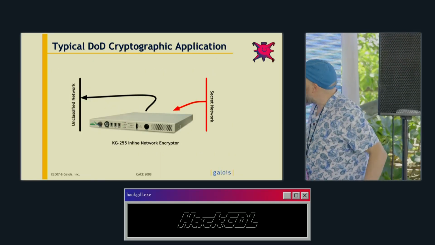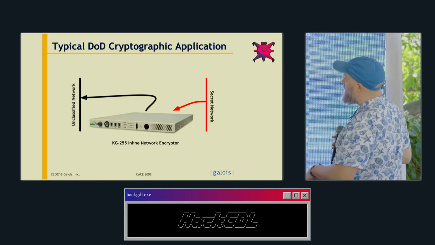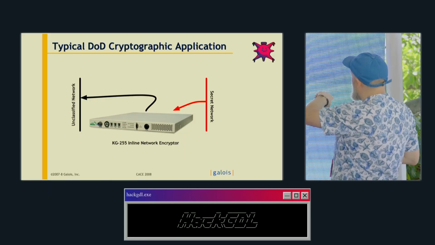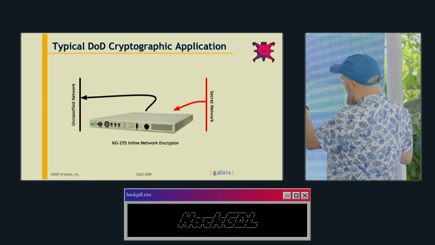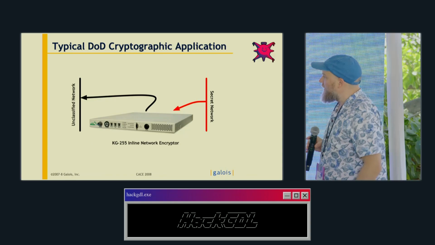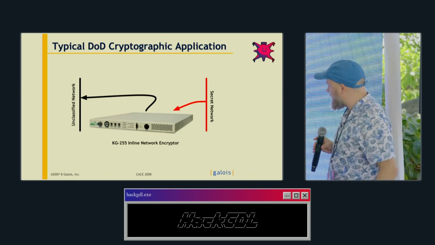So typical applications. We have maybe some inline network encryptor. So we have an external network, and we have a secret part of the network, and this device basically is purely implemented in hardware and encrypts network traffic that arrives and passes it on.